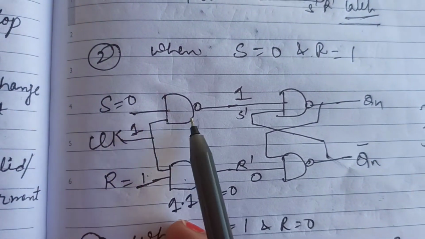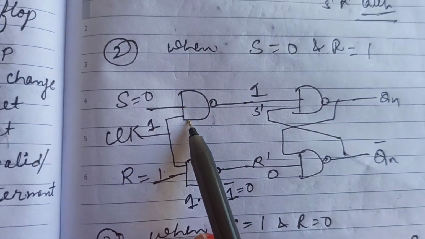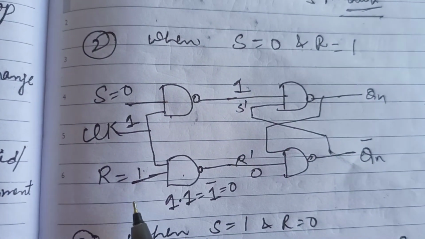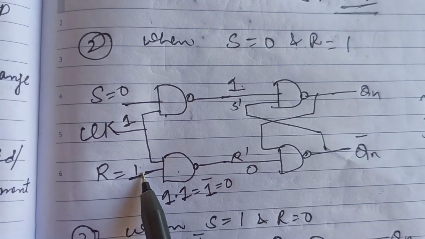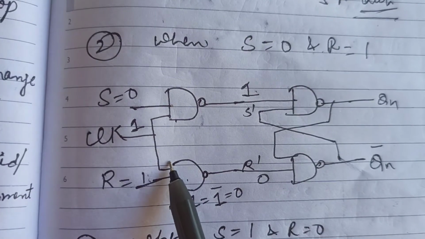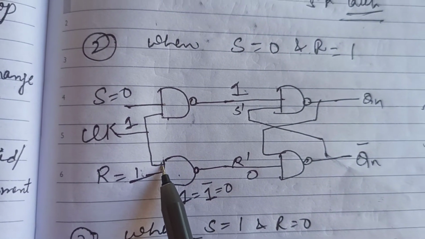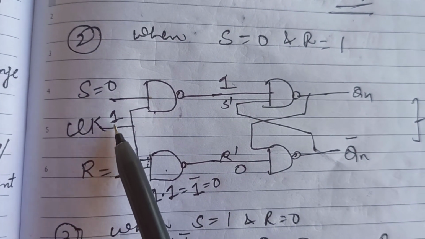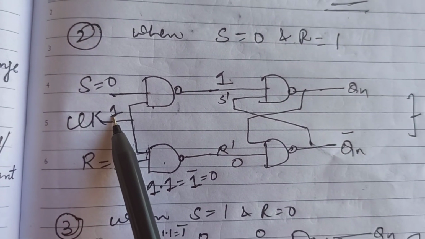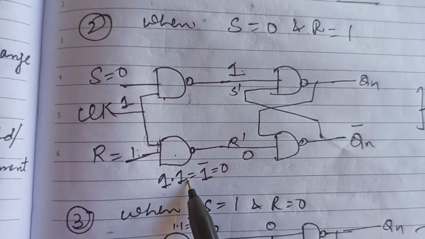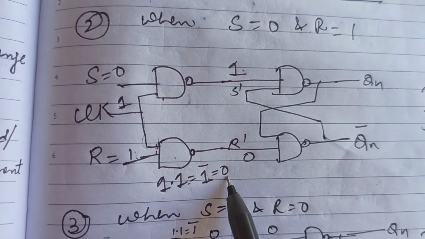Here the input is 0. One input of the NAND gate is 0, so the output is 1. Here R equals 1. Here we need a second input. The second input comes from this clock. The clock is always 1, so the second input is 1. So 1·1 equals 1, and 1 bar equals 0.